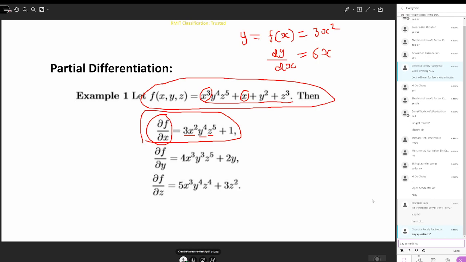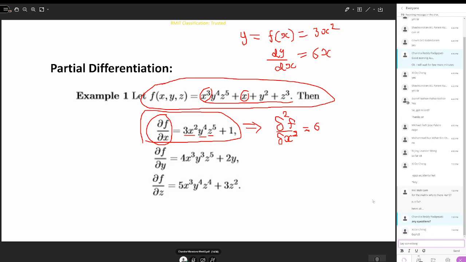Okay, so you can take the second derivative of this function if you want. You can write the second derivative as ∂²f/∂x². If you take the second derivative of this function, what happens? Can someone tell me the value for this second derivative? I can only differentiate with respect to x. So 3x², if I differentiate, will be 6x.